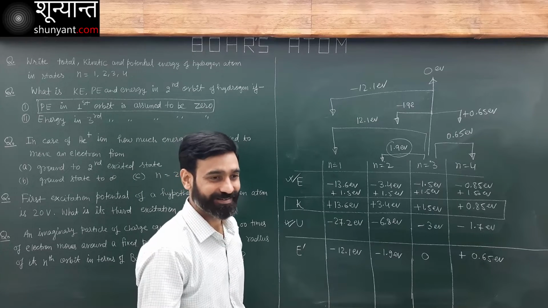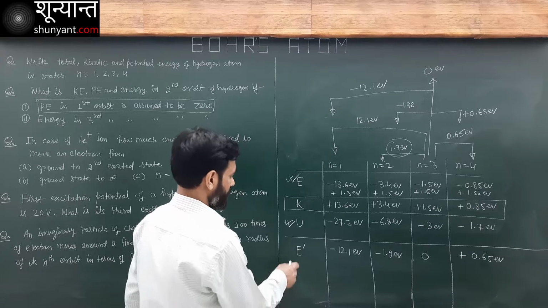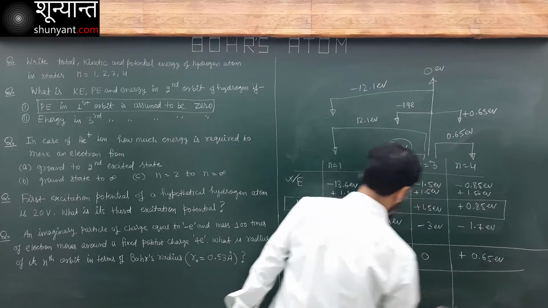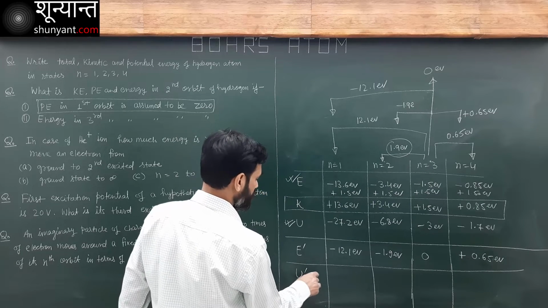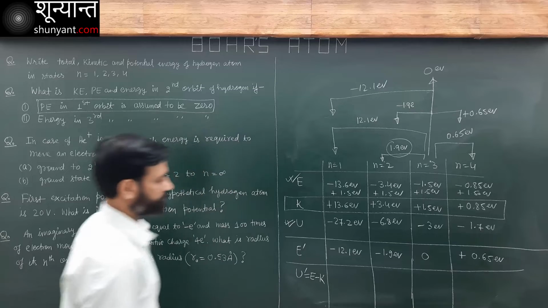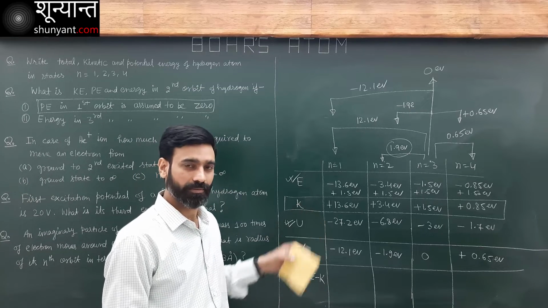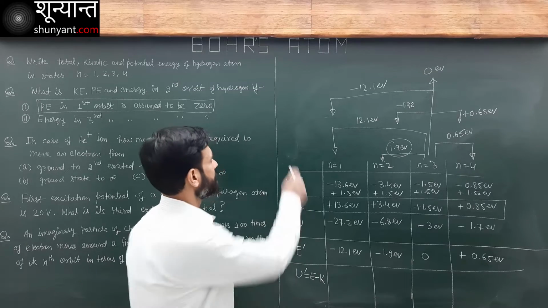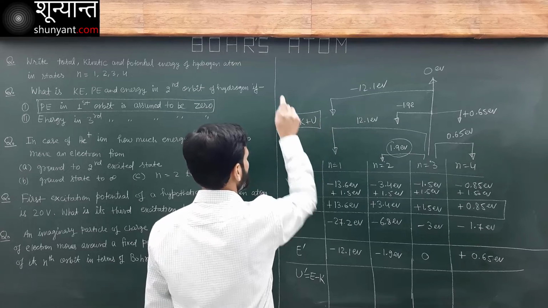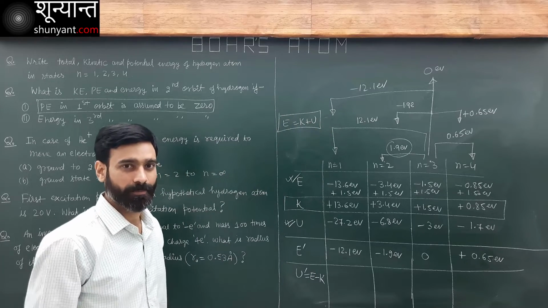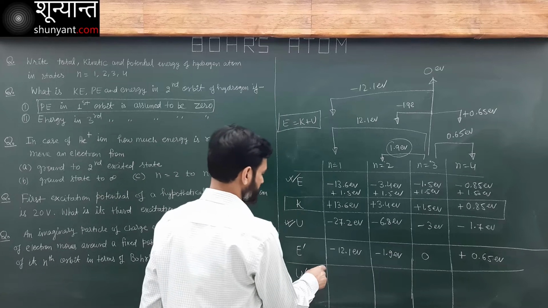Well, that's how you can do it. Now, once you know the total energy, you can find U dash also. U dash is going to be equal to E minus K. This relation always holds. Total energy is kinetic plus potential. This is a general relation; it is always going to hold, only the values will change. So here it is E dash, since E has changed.